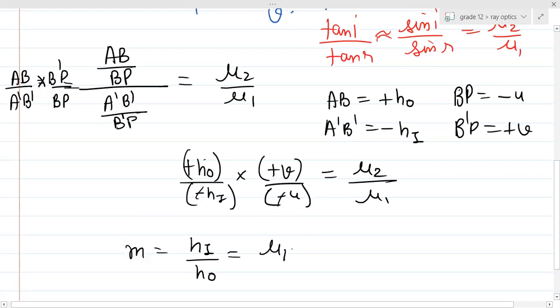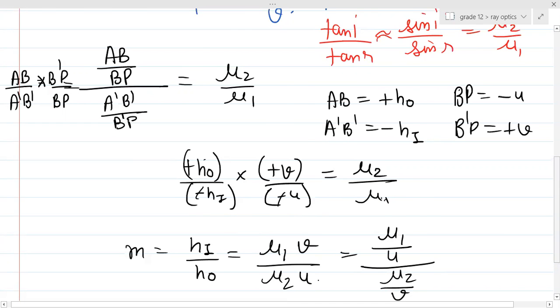So it will be mu1 times v divided by mu2 times u. Can I write it like this? Will this be the final formula? Or can I rearrange this as mu1 upon u divided by mu2 upon v? Can I do this?